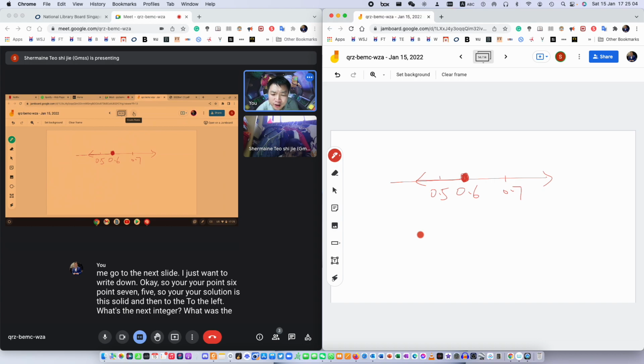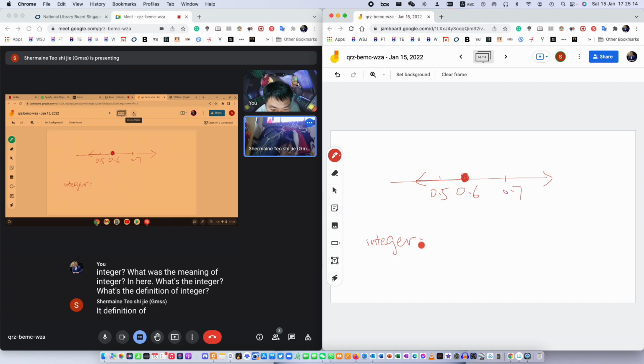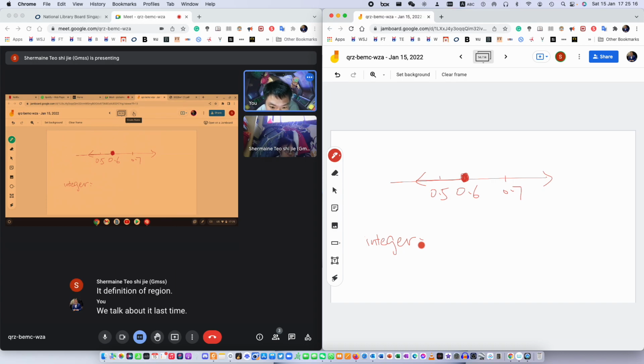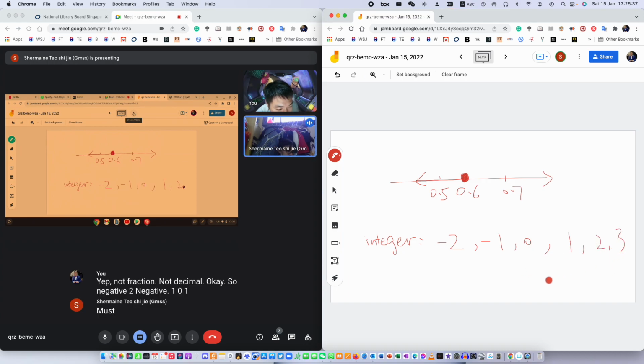What's the meaning of integer? What's the definition of an integer? We talked about it last time, I think during your holiday. A number that is not a fraction, not a decimal. Okay, so -2, -1, 0, 1, 2, 3. Must be a whole number. Yes, so all of these, right?